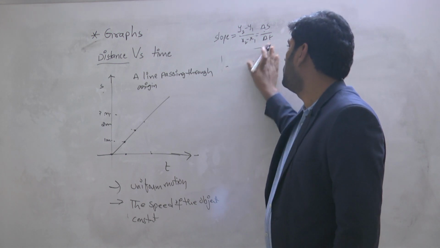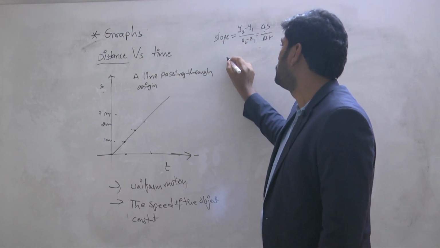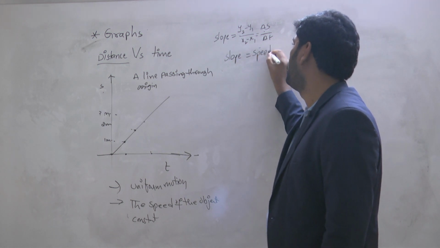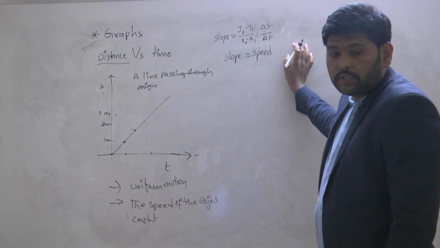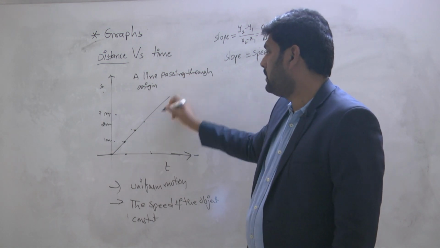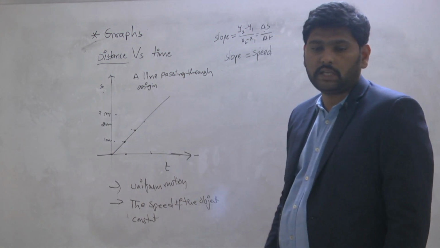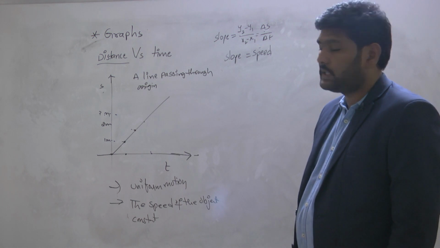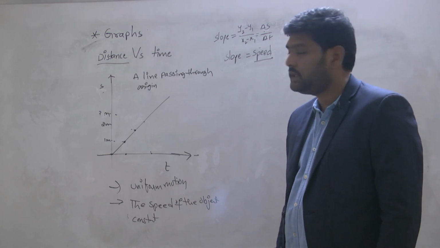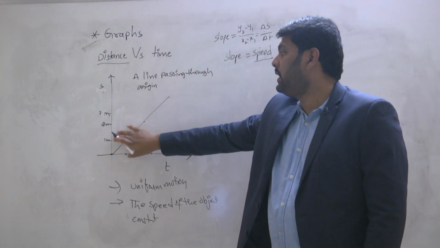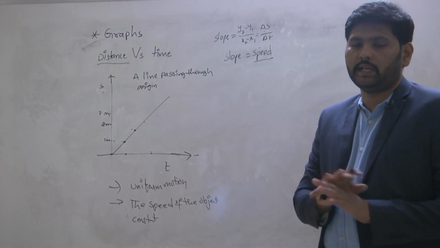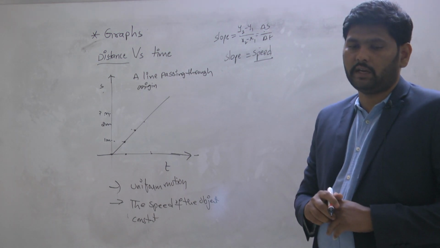You can write in words: slope represents speed. If you find it for this straight line, the slope represents speed. Understand? Here the area will not give anything. The area under the graph will not give anything, so I will not explain the area under the graph.